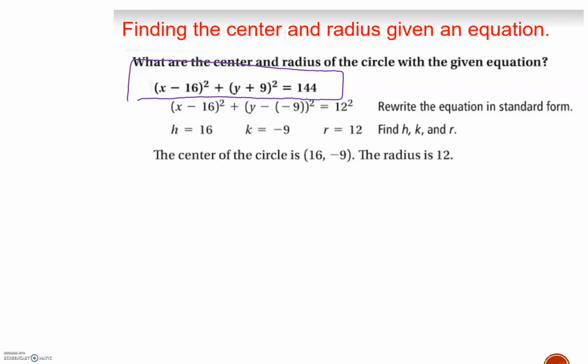You want to always think of what the standard form is. It's x minus a number. So if we go to pick out numbers here, the 16 is going to be our h value. And even though it says (y + 9)², that's like y minus a negative 9. So our k value is going to be negative 9. The right-hand side is 144, so you want to think of it as the square root of 144 when we're looking for our radius. And the square root of 144 is 12. So we get a center of (16, −9) and a radius of 12.